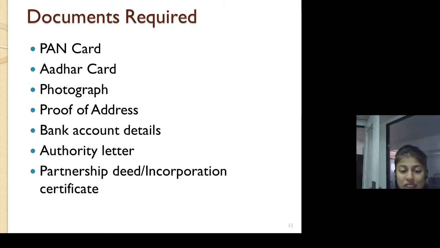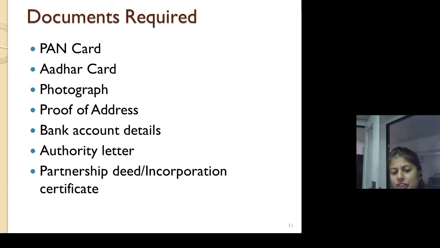After that is bank account details. Now in bank account details, you can give a cancelled cheque. Then bank account details are required. After that, authority letter. An authority letter is required for those like a partnership firm or a society or HUF. You require that authority letter that the entity authorizes you to do the GST registration. So you have to get that signed letter and upload it.